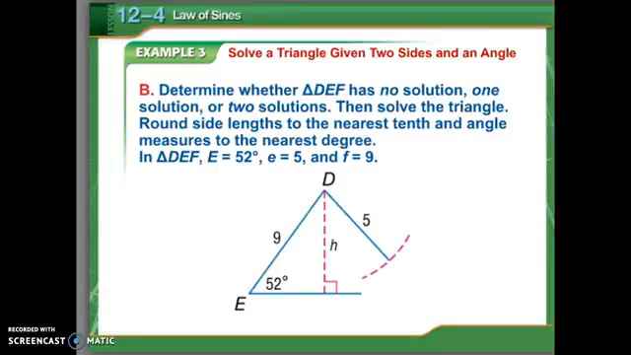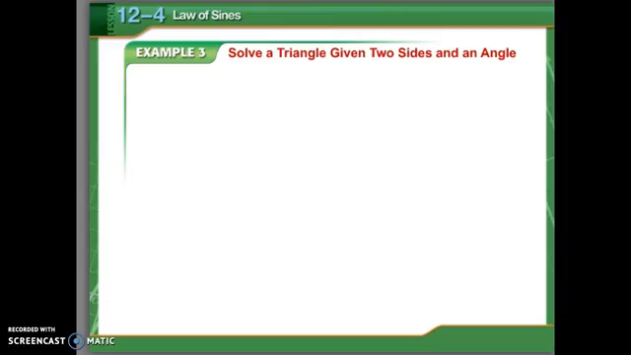Okay, part B says determine whether triangle DEF has no solution, one solution, or two solutions. Then solve the triangle. Round side lengths to the nearest tenth and angle measures to the nearest degree. In triangle DEF, angle E is 52 degrees, side E is 5, and side F is 9. So we have to find how we make this angle. It looks to me here, since this is acute and this side is shorter than that, there's not going to be any solution. We can't make a triangle in this manner.